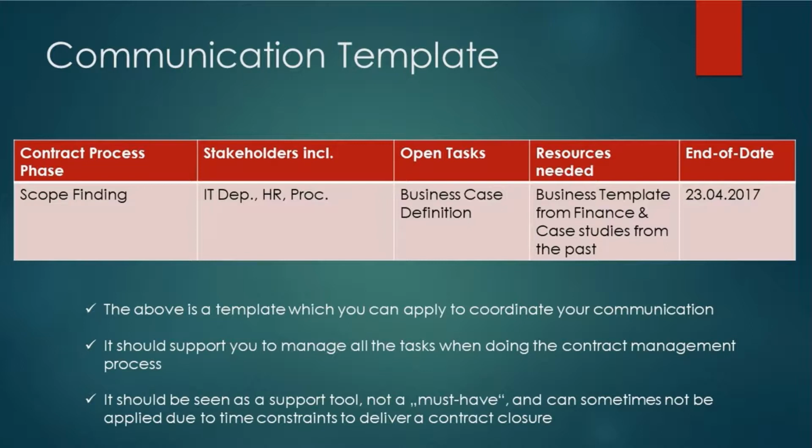I would like to give you a quick insight on the main phases. On one side, you're going to have the contract process phase. Here you're going to have the scope finding, for example. You're going to have the stakeholders included, and for example, the open tasks, a specific task which you need to do in order to accomplish the scope finding process.